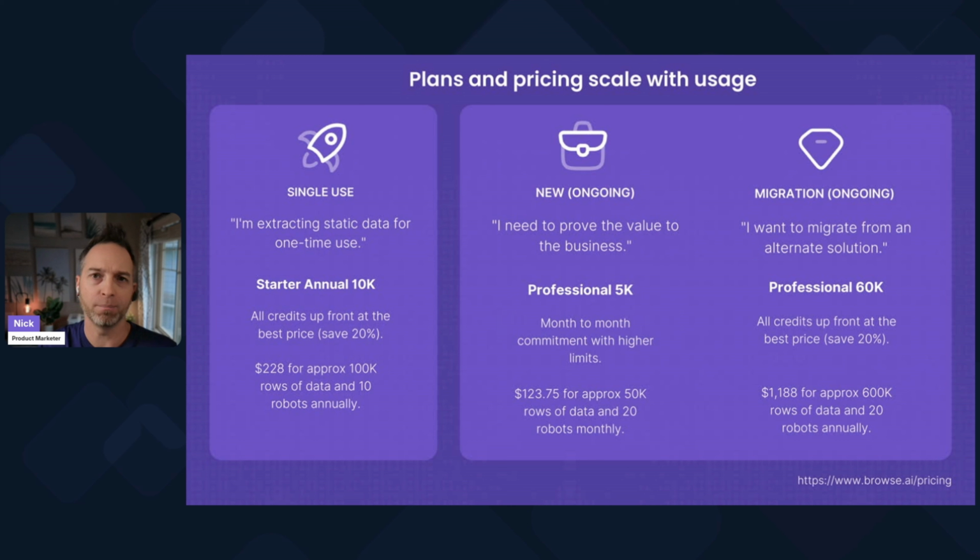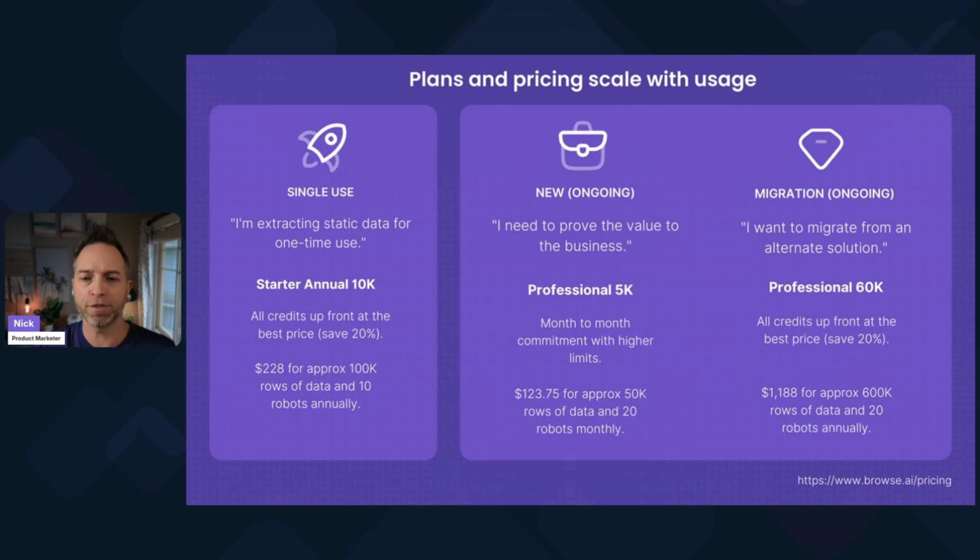So maybe you have a big use case and you just want to do it one time, and then you're done. And then you've got a certain number of credits left for the rest of the year you can use. And that's about $228 for, this is Mel's math, I'm going to trust it, approximately 100,000 rows of data and 10 robots. You could have ongoing. Maybe you have an ongoing use case. Something like professional 5K would be maybe a better bet there.